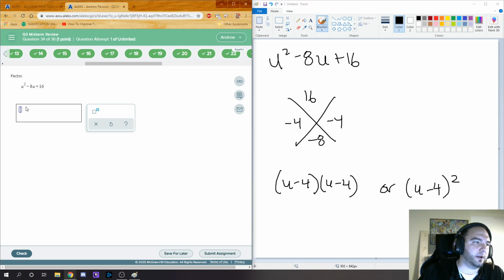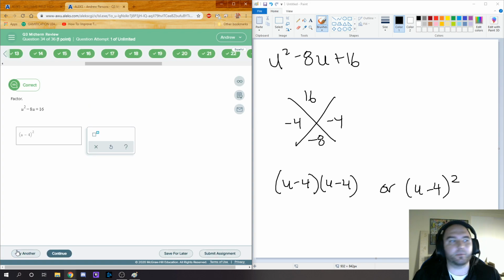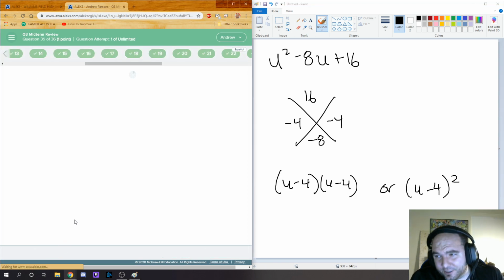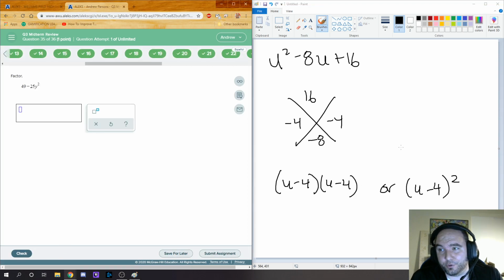If you, on ALEKS, at least on the reviews, write u minus 4 and u minus 4, it'll give you a little message saying you could write it to the second power. On the test, it'll be fine for either answer. Now, if you want to do it as a special case and save the smallest amount of time, you should look to yourself and be like, okay, 4 and 4 make 16 and 4 and 4 make 8. So if that's the case, you just have to choose the right sign. In this case, the middle thing's negative, so both 4s are negative. I'm trying to glaze over that because honestly, I'd say you should just do it normal.